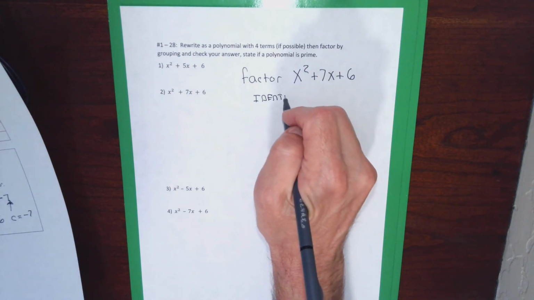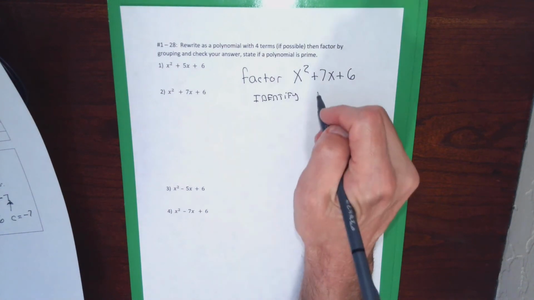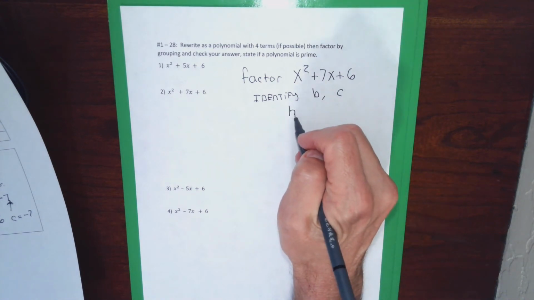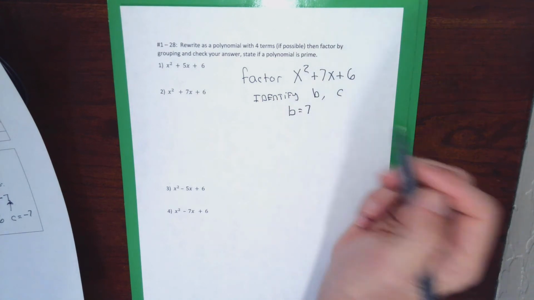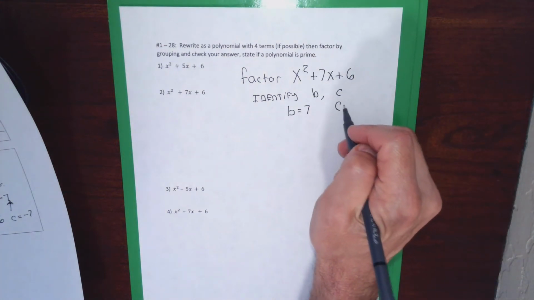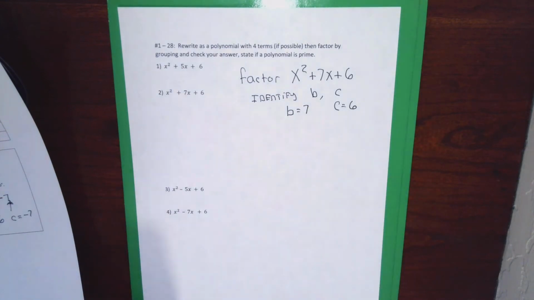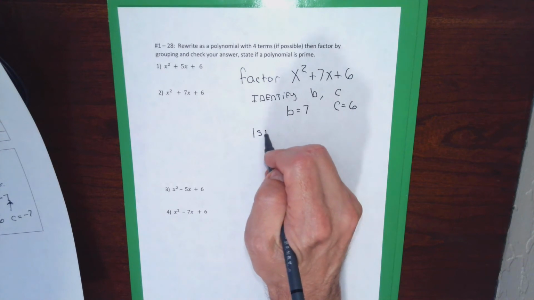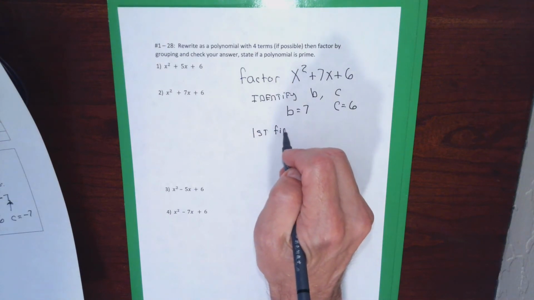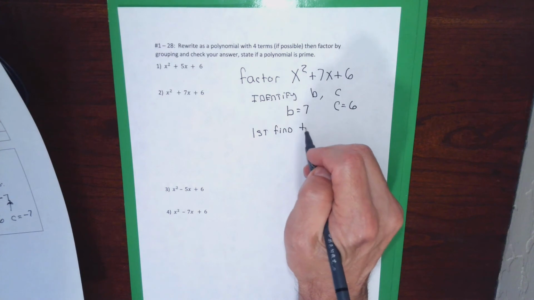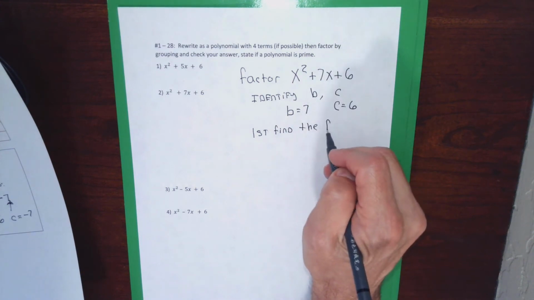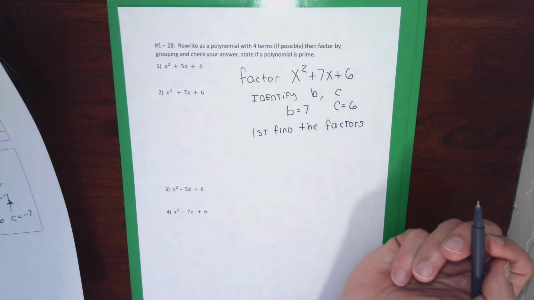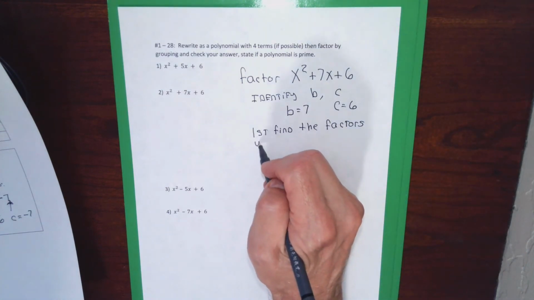Actually, I'm going to identify the B and the C. In this problem, the B is the coefficient of the x term, which is 7. The C is the 6. What I need to do is first find the factors of C with the signs from the template, which means find the numbers that multiply out to be 6 with the appropriate signs.